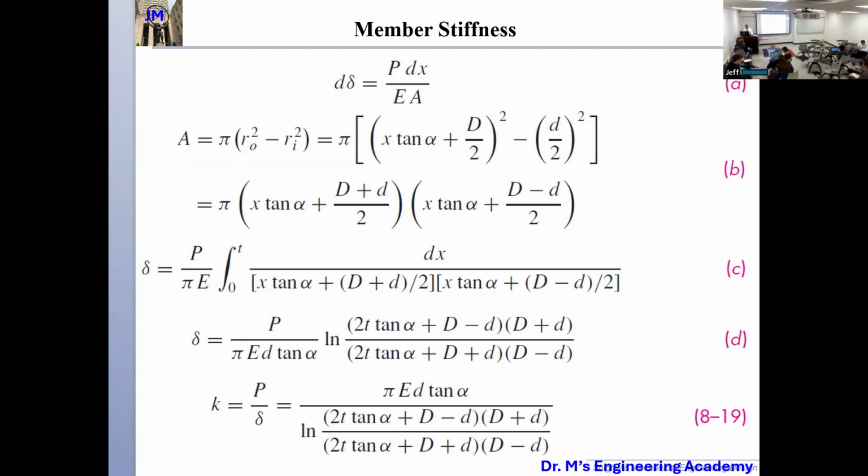Okay, so we're assuming the member has a circular cross section, a circular area with the hole in the middle. Yeah, circular. Yeah, you are right.